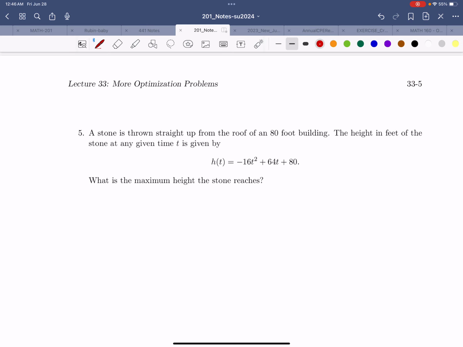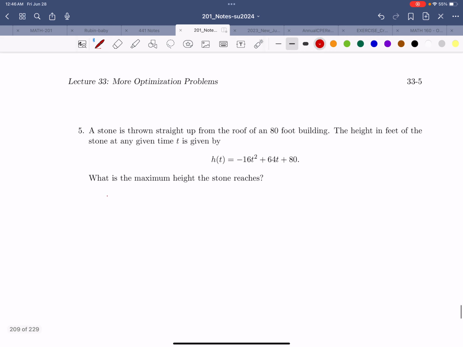A stone is thrown straight up from the roof of an 80-foot building. The height is given by that equation. So this is another one where they actually give us the function, so we don't need a constraint or anything. So the maximum height, right? Just be a little careful about answering the question.